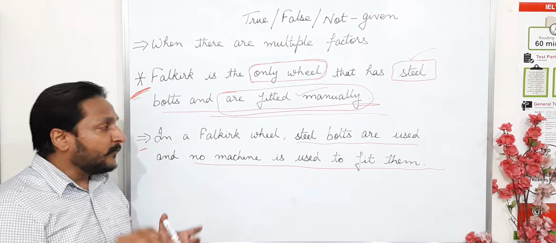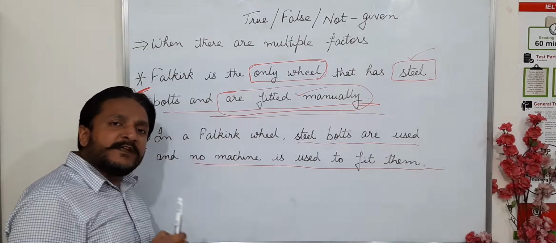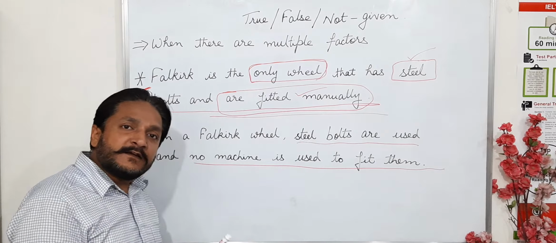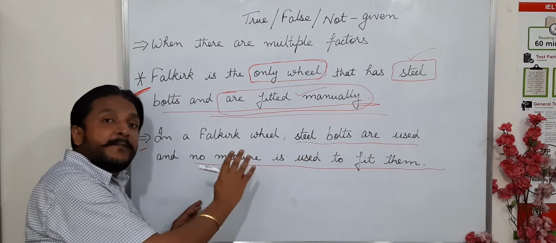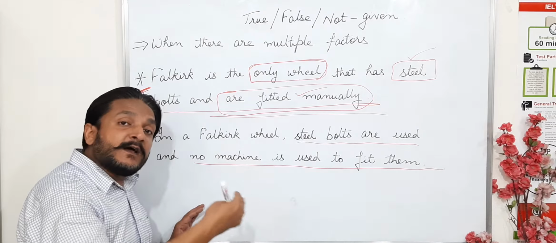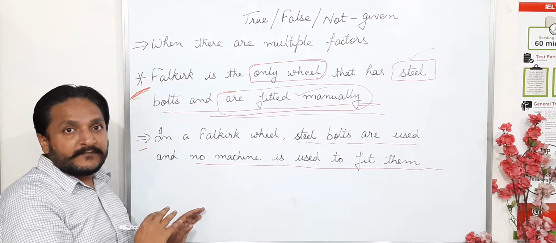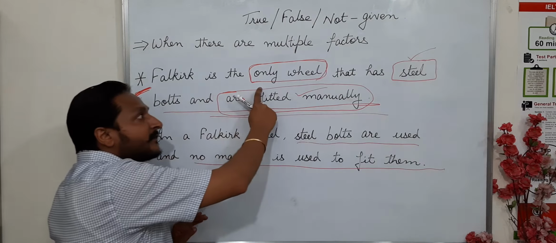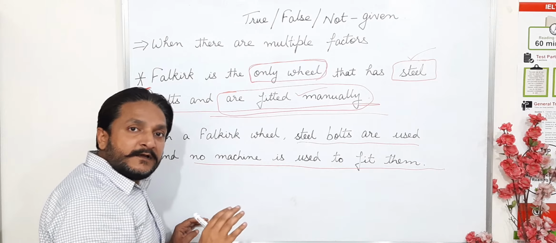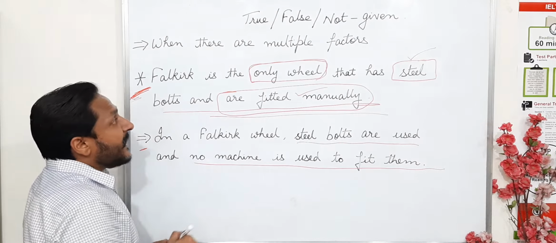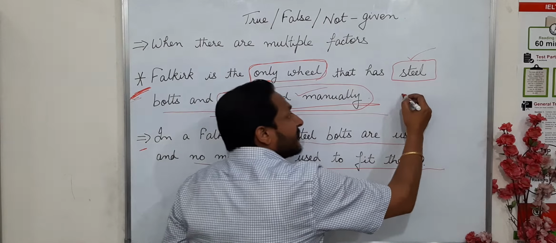You understand that, sir? So, what I said is that if we read this sentence, we do not come to know whether only and only Falkirk is such a wheel or not. Falkirk has steel bolts and they are fitted by hand, but apart from Falkirk, is there any other wheel like this? By reading the second statement, there may or may not be such a wheel, but by reading the upper statement, it clearly says that there is no other wheel with steel bolts and the bolts being fitted manually. So as this information is not there, that is why I will mark the whole sentence as not given.